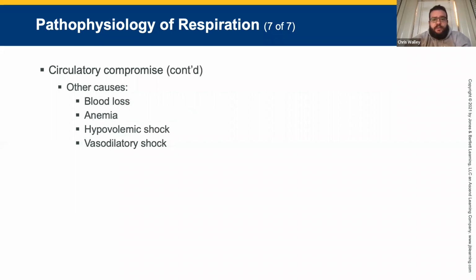Let's see, some other causes of circulatory compromise will be blood loss, anemia, hypovolemic shock, or vasodilation. So any type of shock is going to be crucial because without being able to fix it, we're looking at it blind, like, I don't know what's going on, but something bad's going on. Massive blood loss, we know that's going to cause the person to go into shock because we only have so much blood in our bodies.